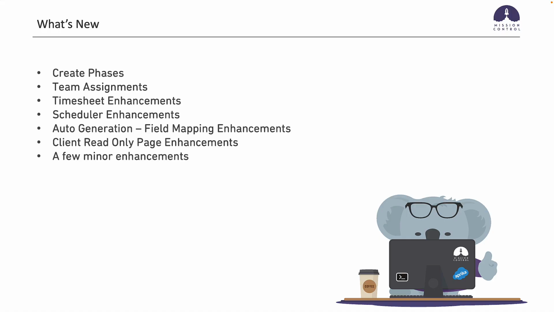Some refactor work and some enhancements to both the timesheet and the scheduler. We've introduced the ability to configure the auto generation field mapping rules for individual record types if you're using record types on your opportunity or your project request. And a couple of updates to the read-only page and a few other minor enhancements we'll talk about as we go through.